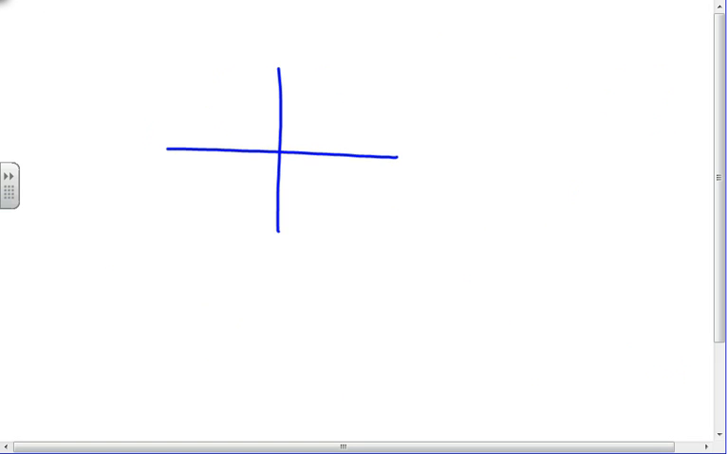I've got some function that looks like this, and I hit that spot there. y is equal to x squared.